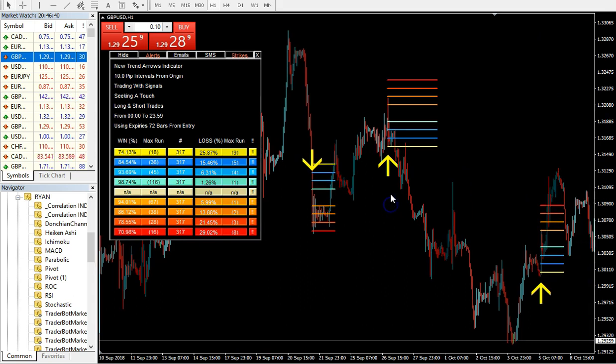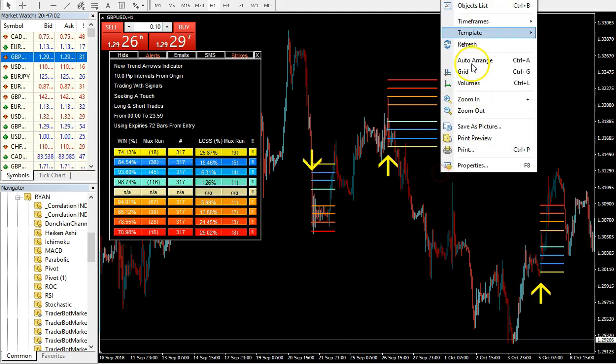Let's pretend that price doesn't go in our favor. Like right here, price went in our favor, but here price did not. How often does that happen? How often does price reverse when it hits that Donchian channel? Well, it'll drop by 10 pips 98% of the time, by 20 pips 93% of the time, 30 pips 84% of the time, and 40 pips 74% of the time.